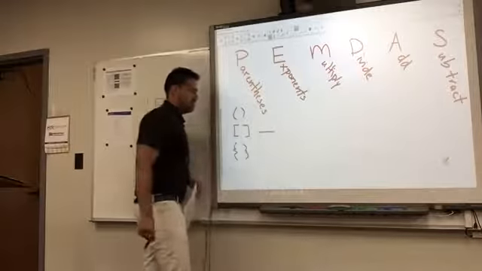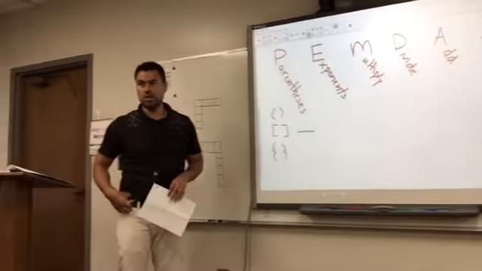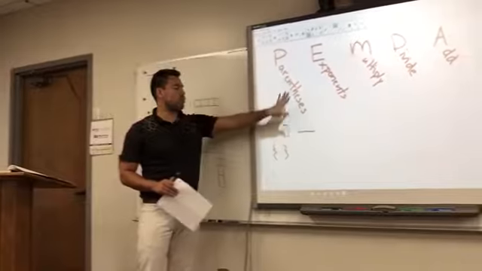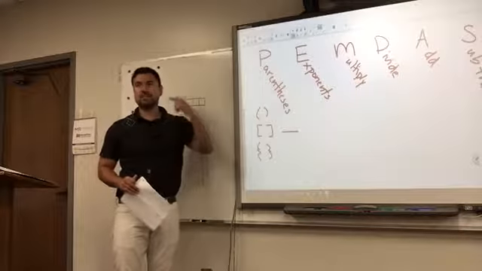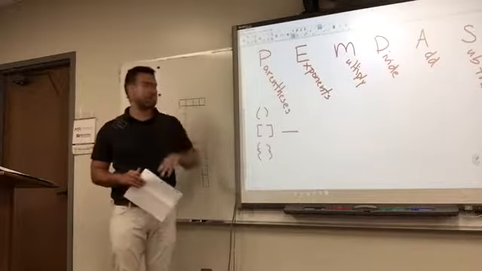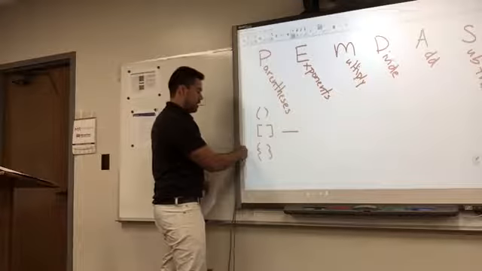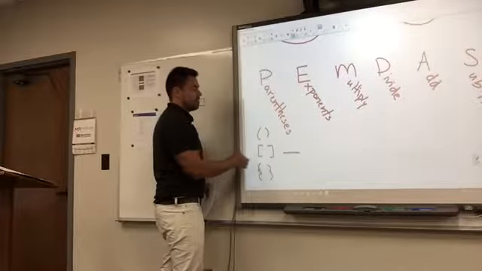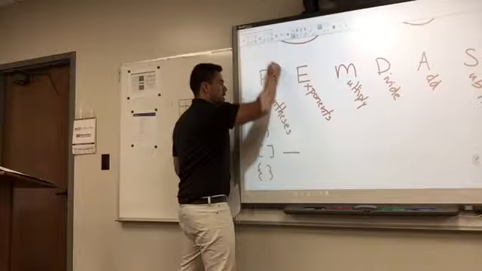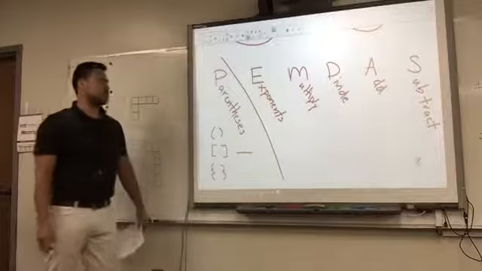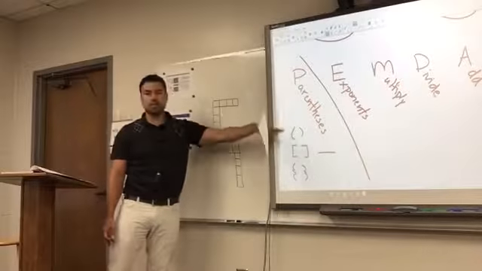Fraction bar. That's another symbol of inclusion. When we say parentheses, we're referring to these symbols right here. Technically, the radical sign is also another symbol of inclusion, but these are the ones we want to know today. That's your first step.